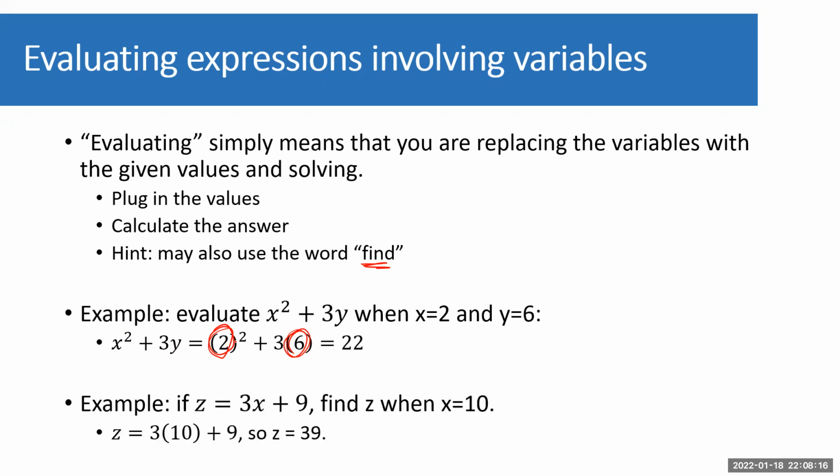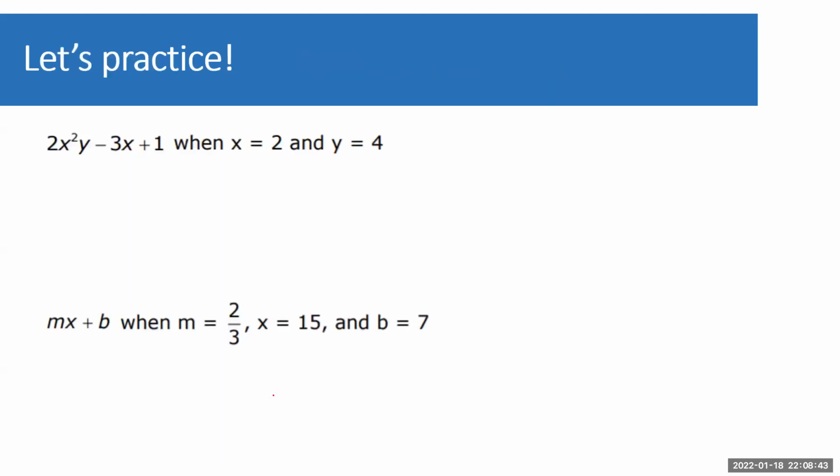Again, if z equals 3x plus 9, find z when x equals 10. Well, now it says find z. So we want to solve for this when x equals 10. So where we see x, we're going to plug in 10. So we're going to have 3 times 10 plus 9. So z is going to be 39. Again, we're just plugging in x equals 10 anywhere we see that x. Let's get some practice.